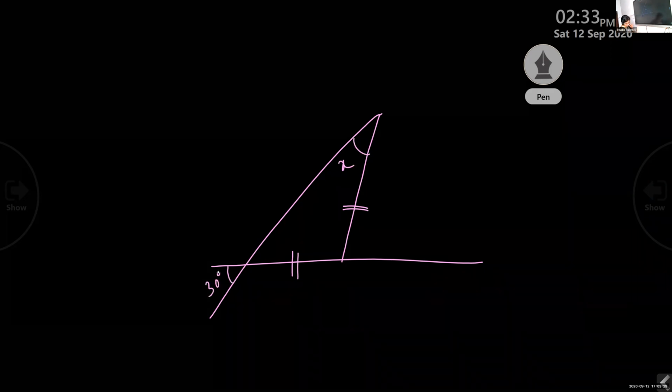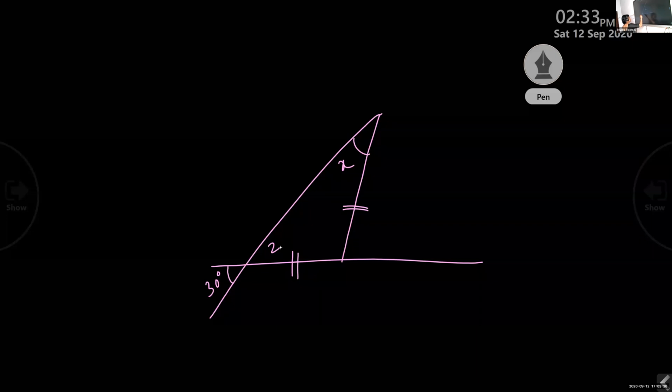Can you tell me what is X? I'll put a letter over here. X, Z. Z, this angle. Can you tell me what is X?